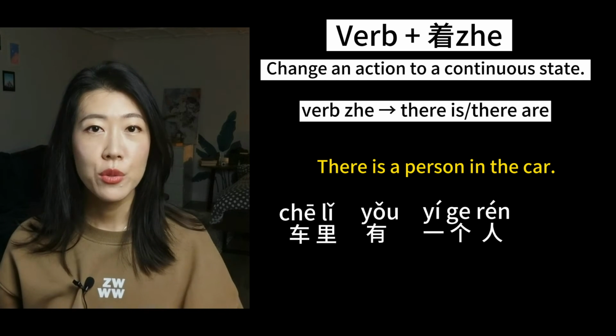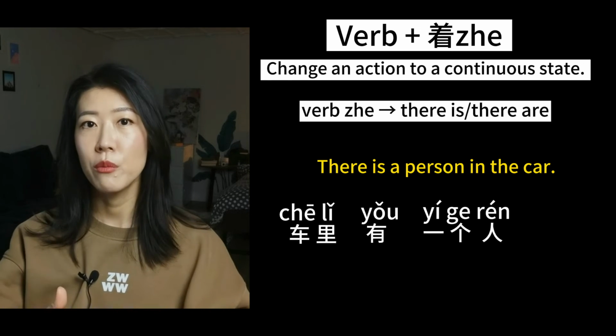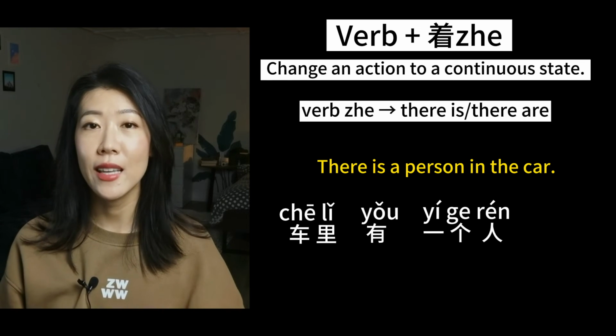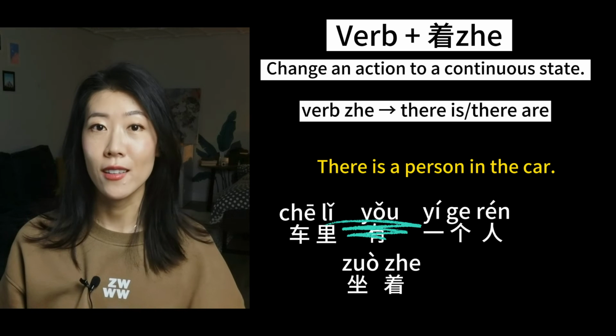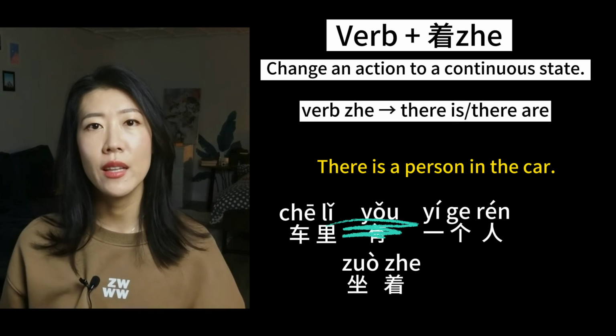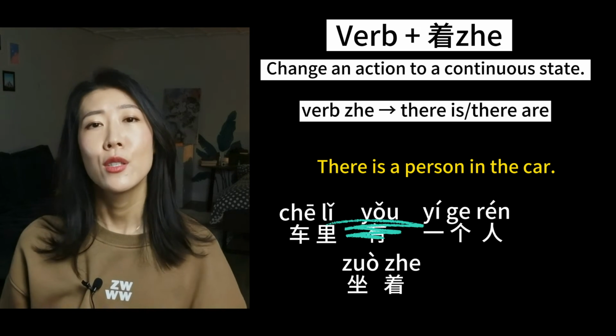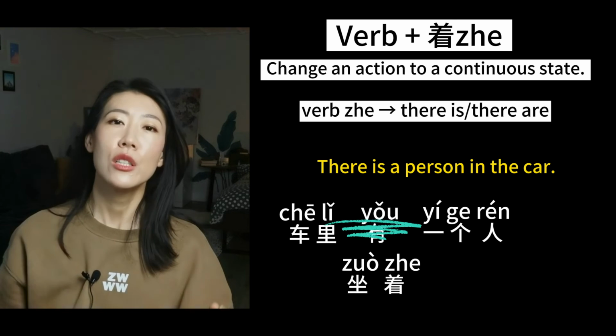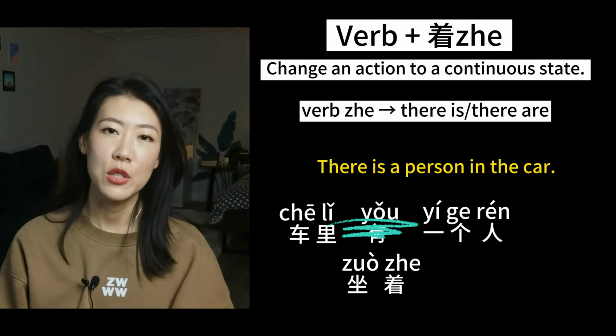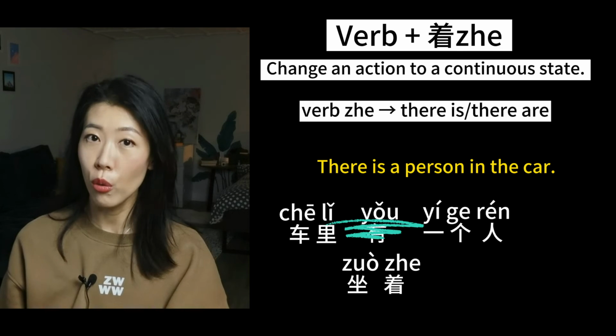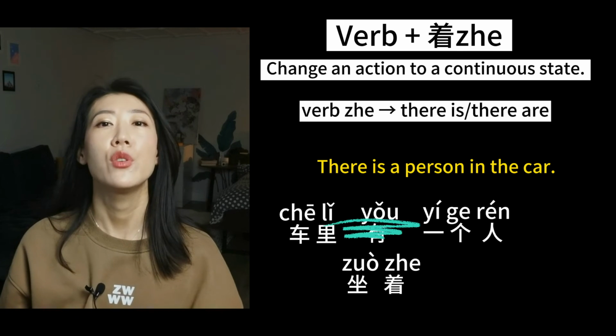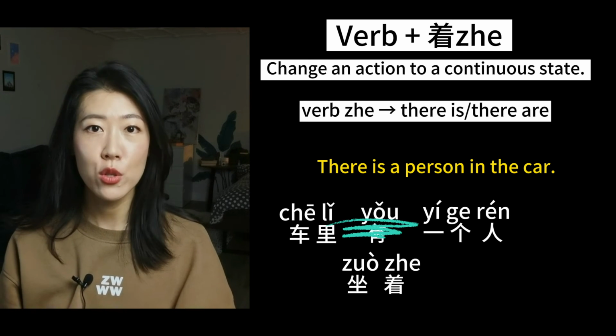If we want to use verb 着 to make it more vivid, we can say 车里坐着一个人. Mostly the person has to sit in the car, right? So 车里坐着一个人. Did you find that when we use verb 着 to replace 有, it sounds more vivid and gives you more imagination? You can also try to use this kind of expression in your writing.